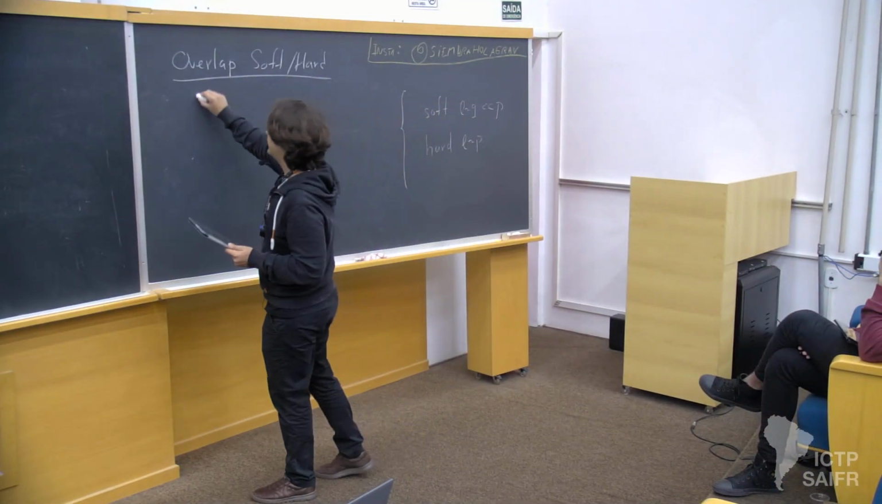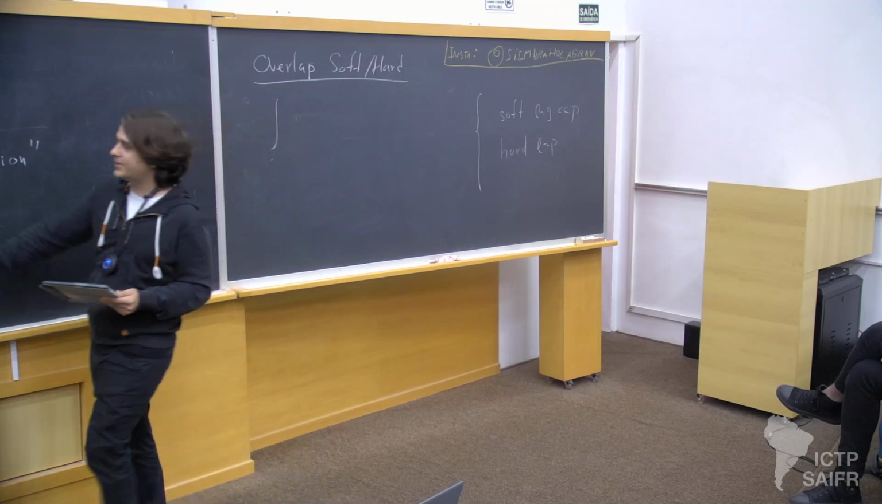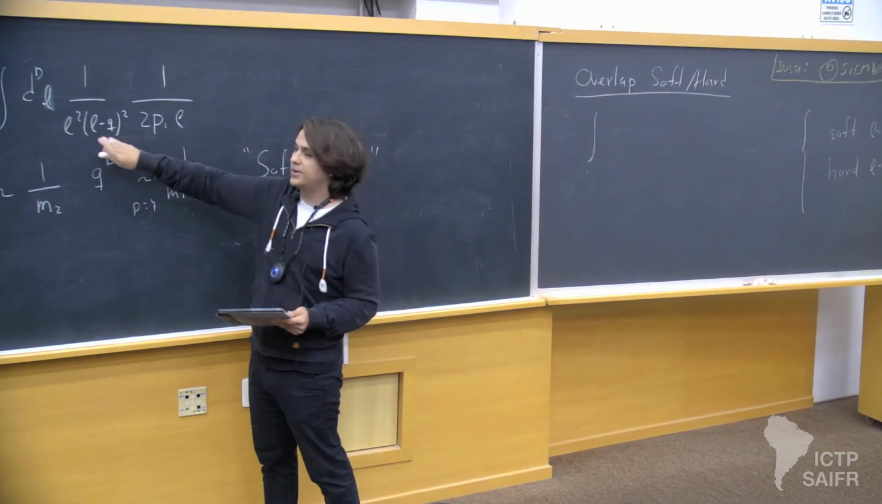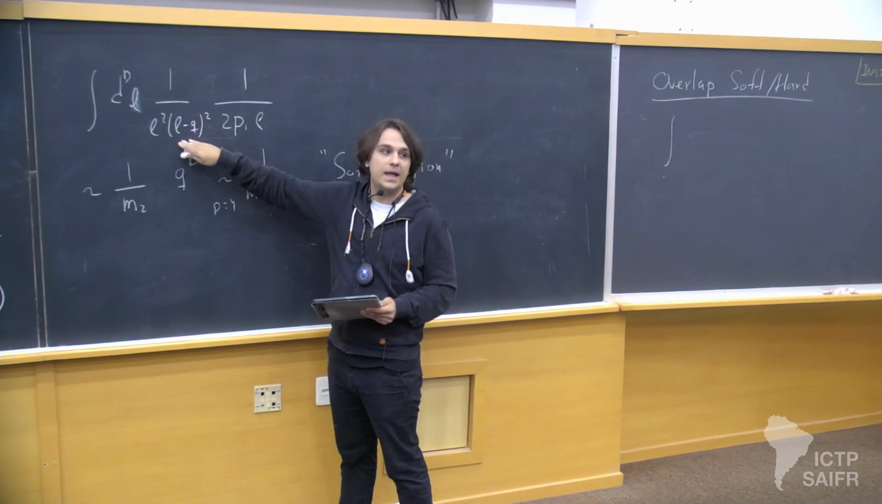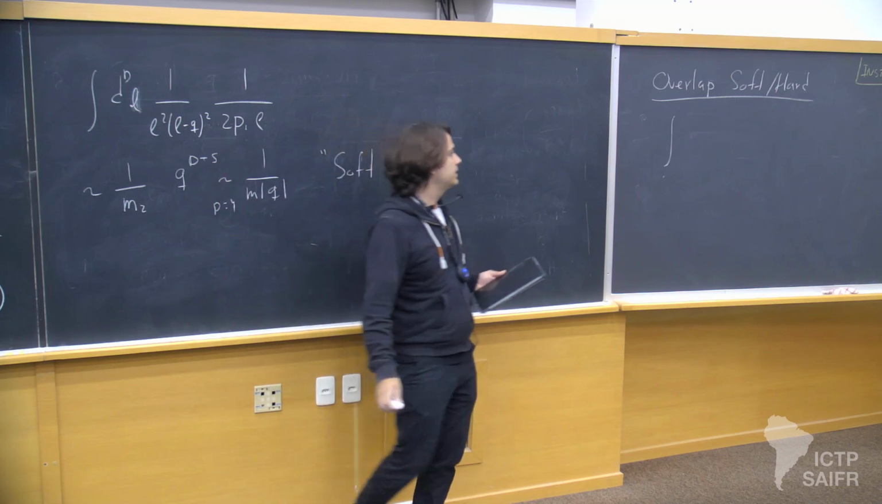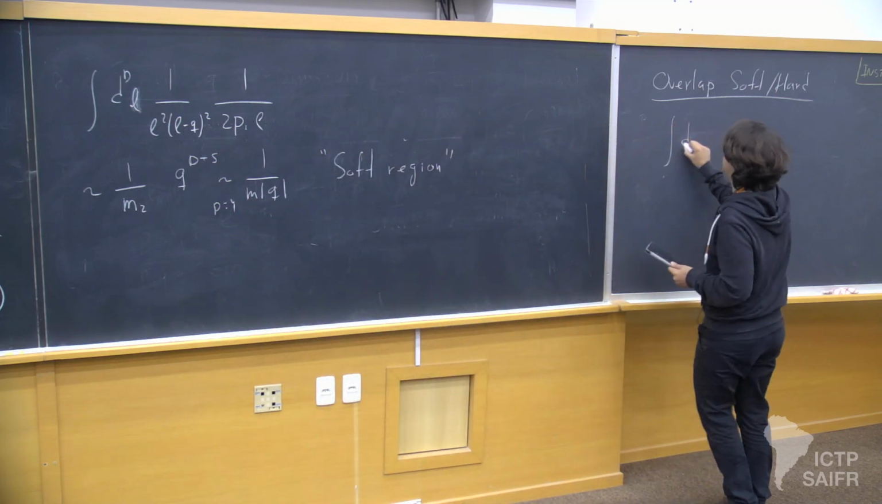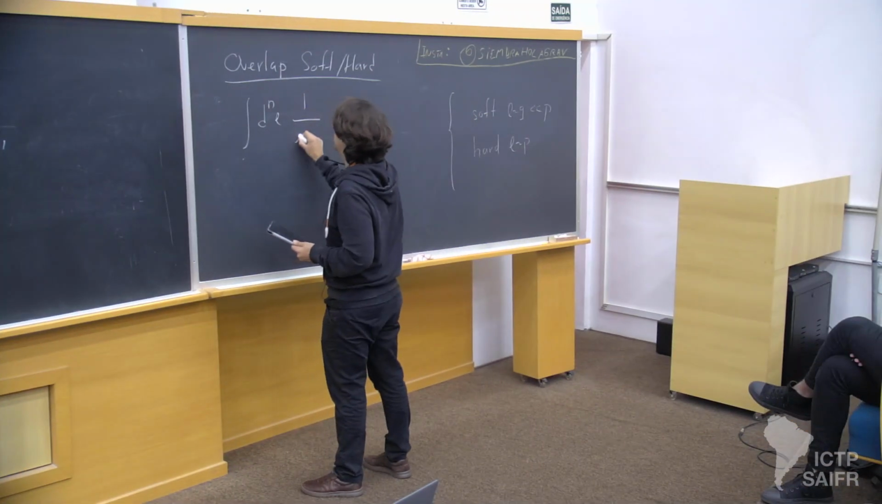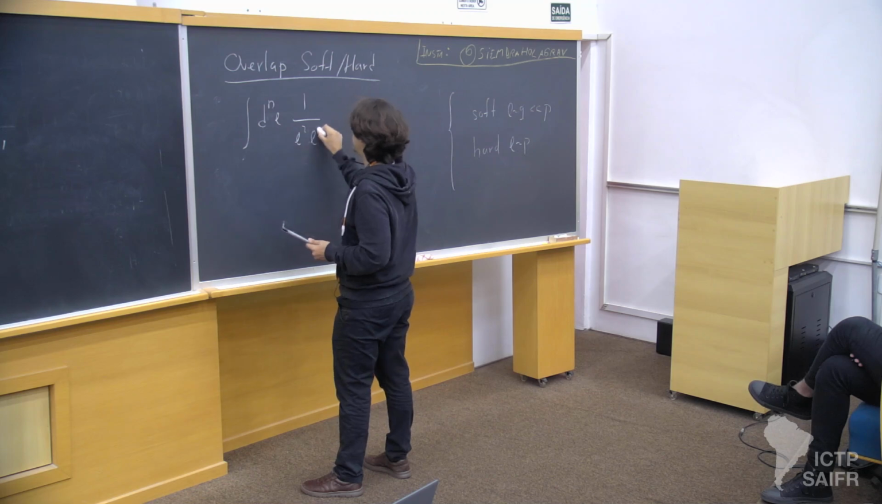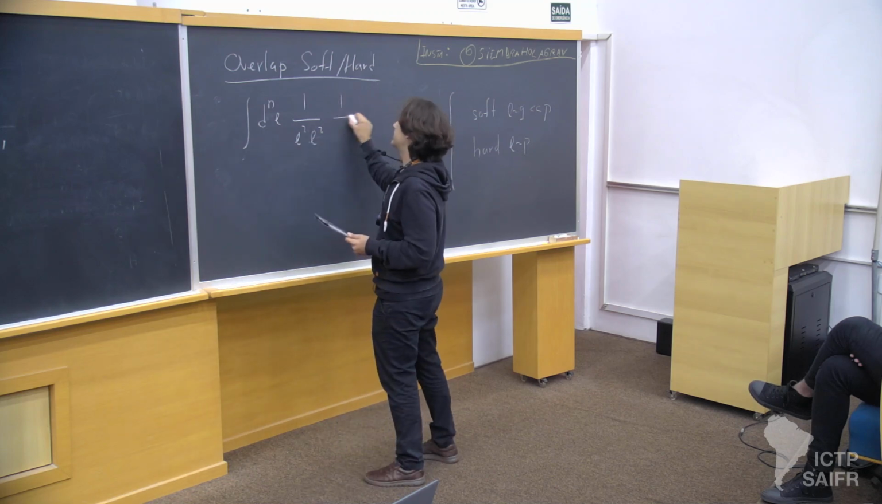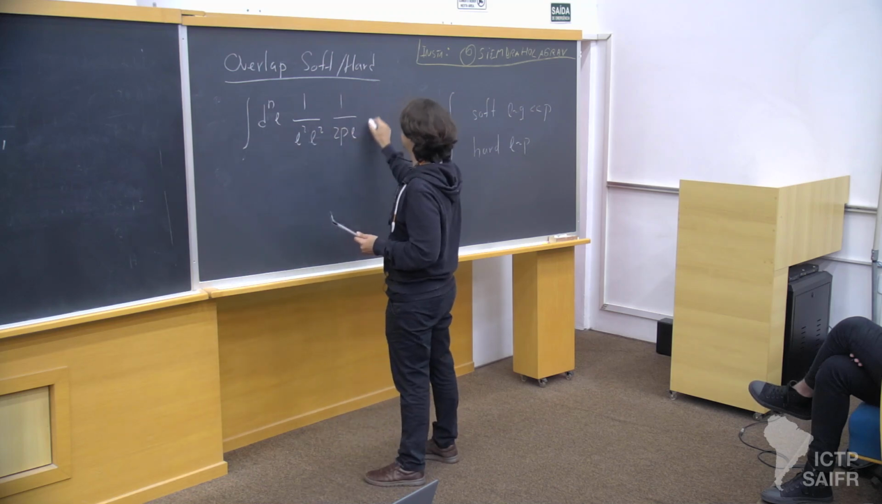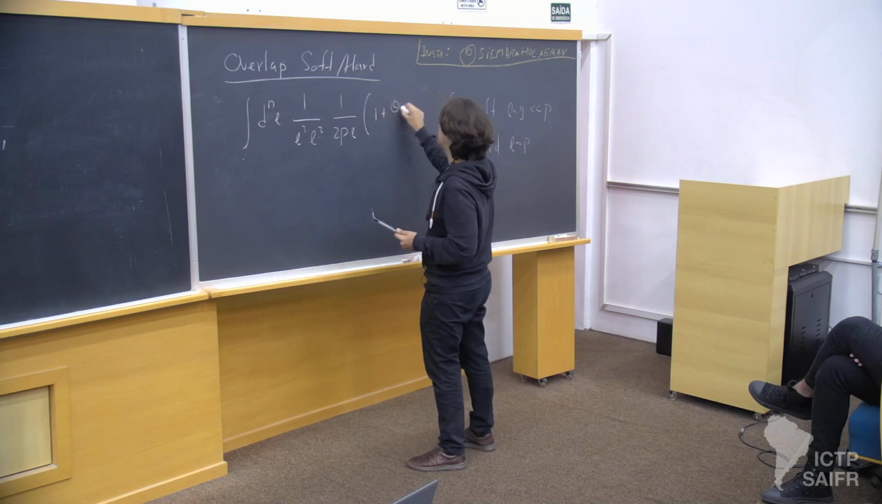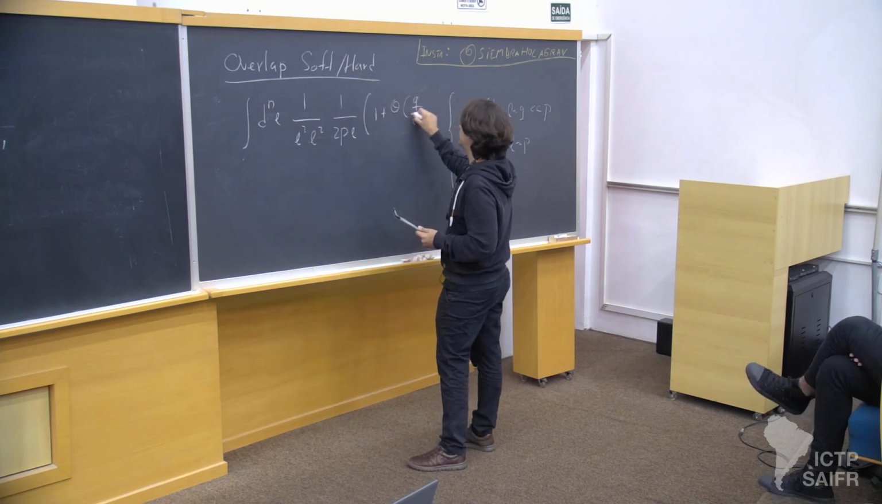So what is the overlap? Once again, now this propagator is homogeneous. This is the only one that I will be able to expand. If now L is much larger than Q, let me expand it. So this will go like d^dL, 1 over L squared, 1 over L squared, 1 over 2 P dot L, and then corrections that go like Q over L.